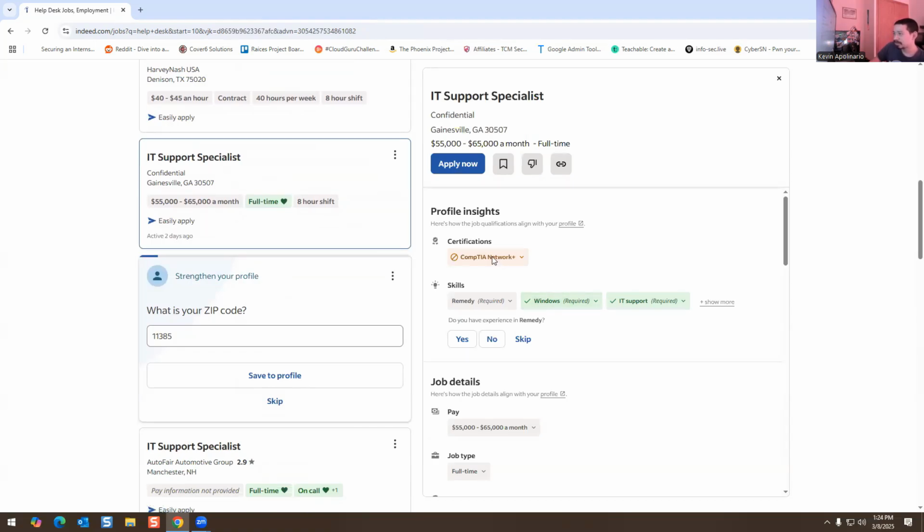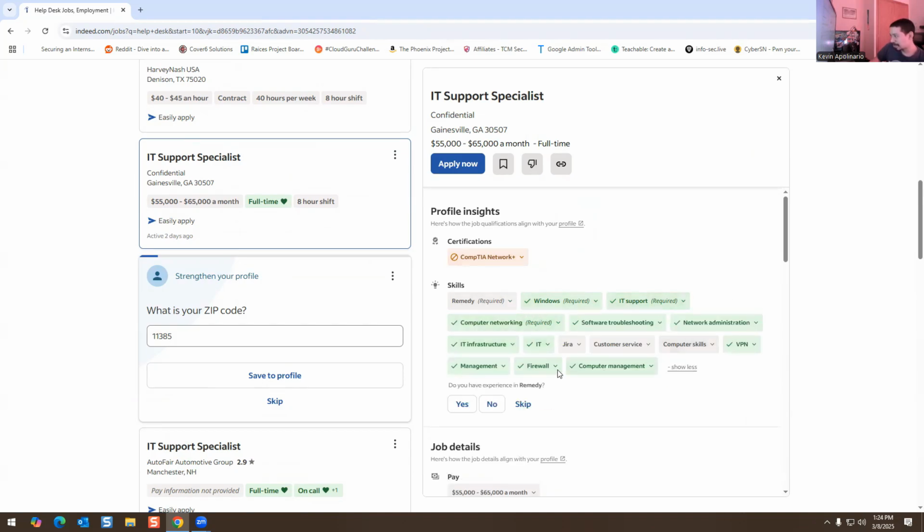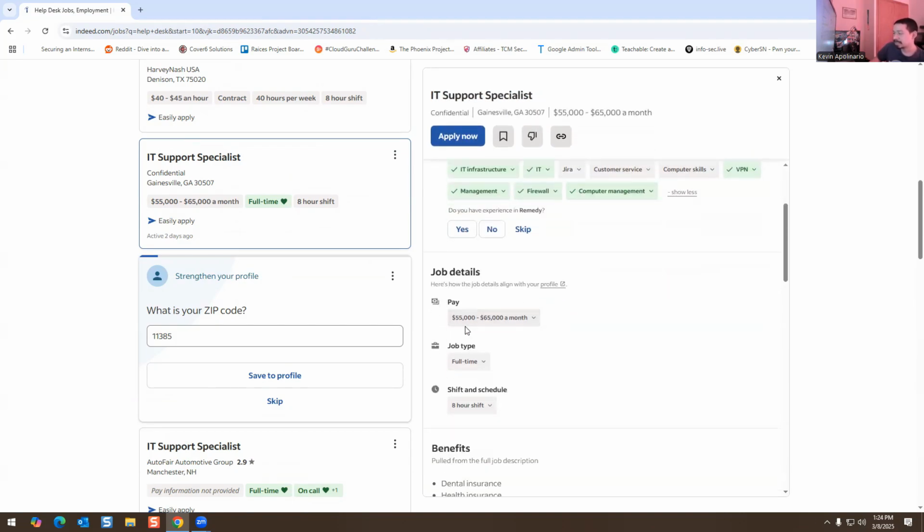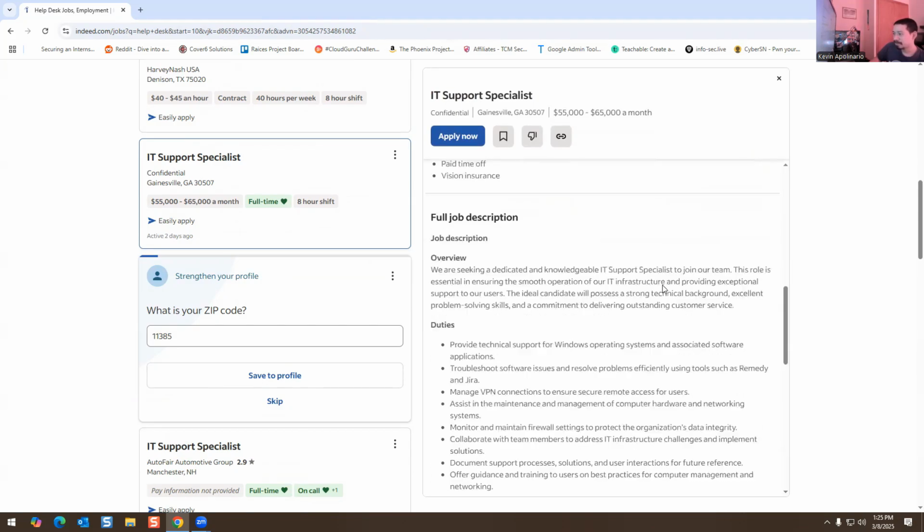IT support specialist looks like it's requiring Network Plus. All the stuff that it's asking for, I have experience on. That's why it's a green check mark, because it's matching my profile. This is gonna pay 55 to 65,000.